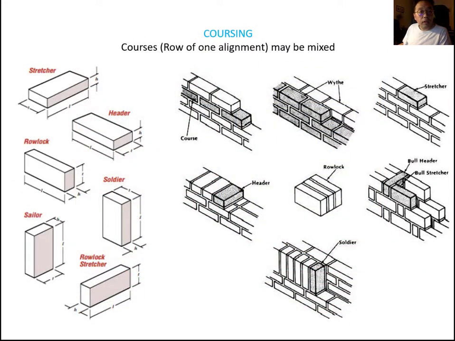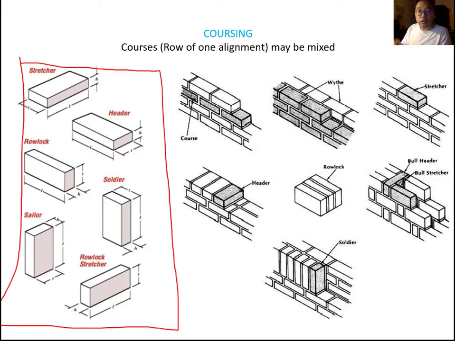Also, we talk about the brick facing terminology. We already discussed this part, but for this semester, I ask you to memorize it and I will ask you the terminology in the module quiz, because when you discuss your brick facing with a contractor, it is very hard to describe. It is much better to communicate with the proper terminology. So let's review one more time. This facing we call the stretcher. This facing we call header. This facing we call rowlock. This facing we call soldier. This facing we call the sailor. This facing we call the rowlock stretcher. So please memorize this terminology to use when you communicate with contractors.